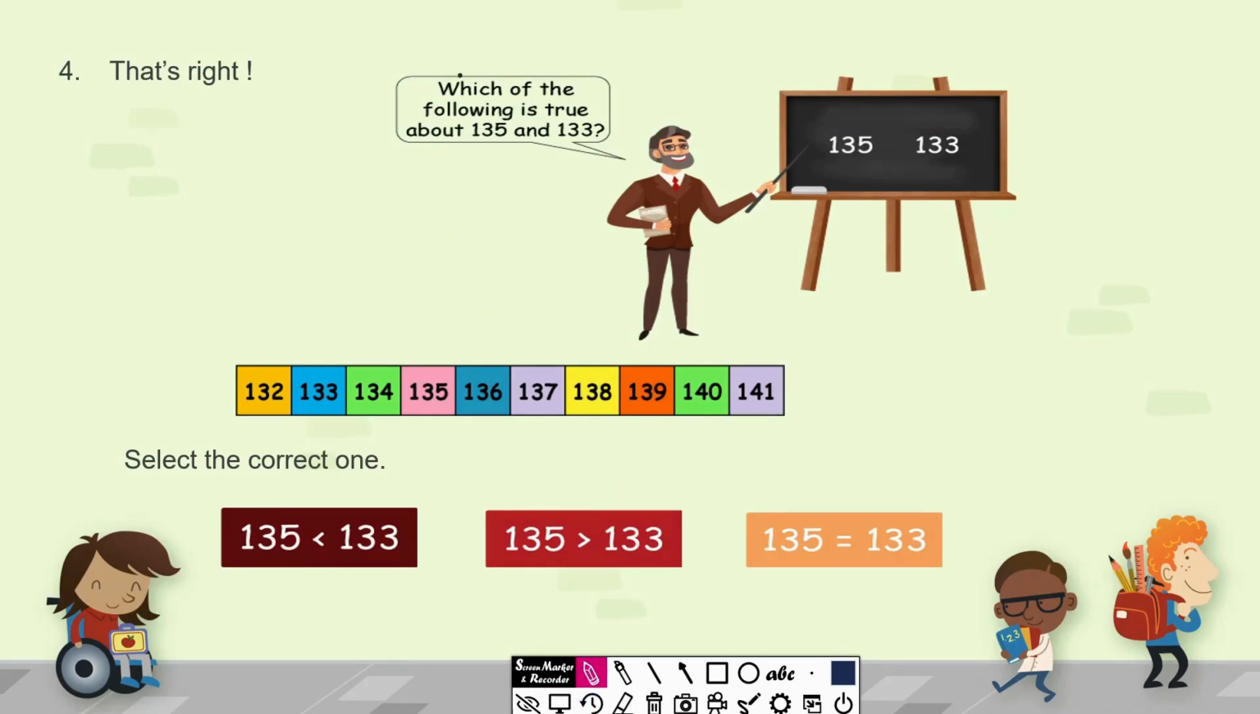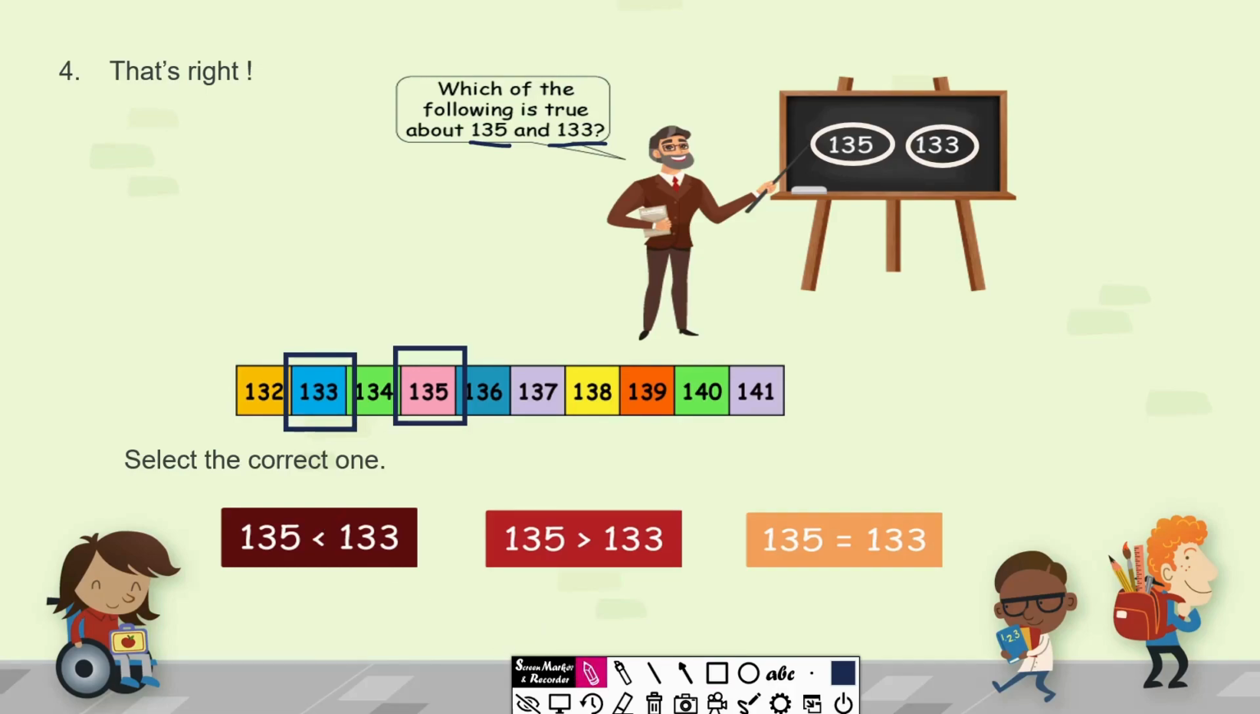That's right. Which of the following is true about 135 and 133? Now he wrote two new numbers on the number line, 135 and number 133. Right. Now select the correct one. Let's find out these numbers on the number line. Number 135: 132, 133, 134 and 135. This is number 135. And where is number 133? 132 and 133. This is number 133, right?